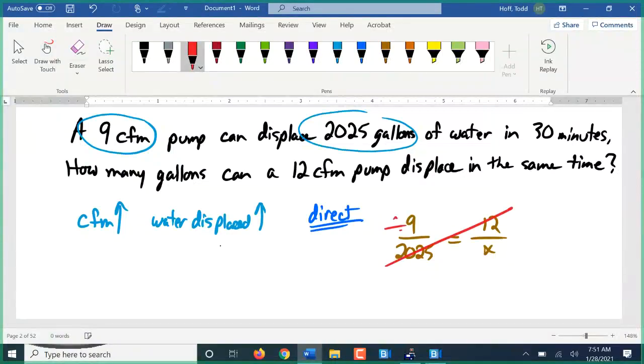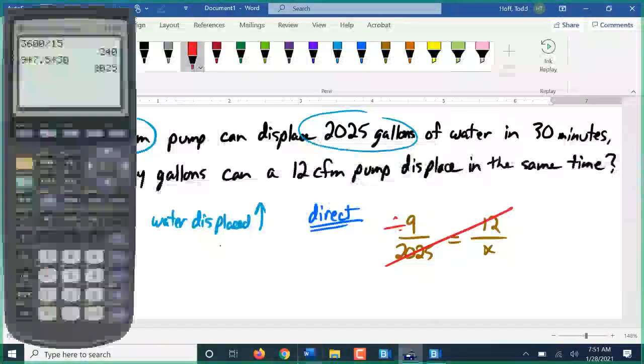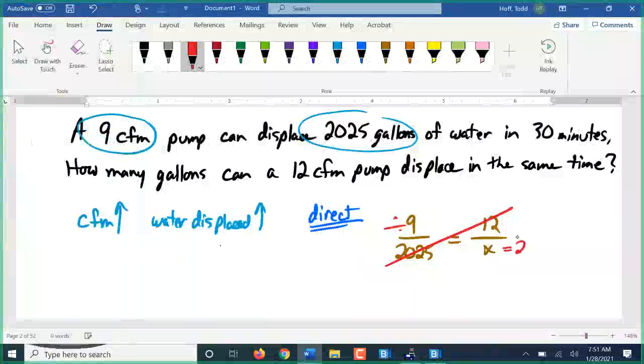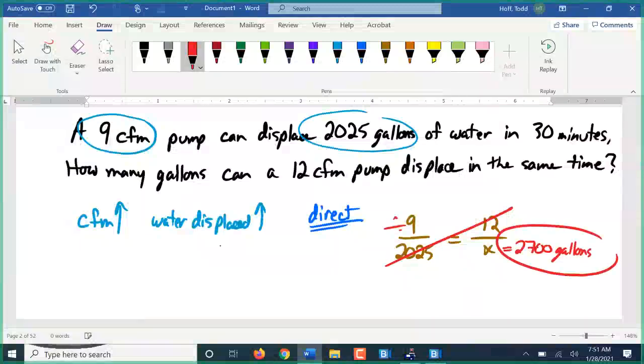We cross multiply and divide. 2,025 times 12 divided by 9. We get 2,700. So if the 9 CFM pump displaces 2,025 gallons in 30 minutes, the 12 CFM pump will displace 2,700 gallons in that same amount of time. Bigger pump, more water moved. Makes sense.